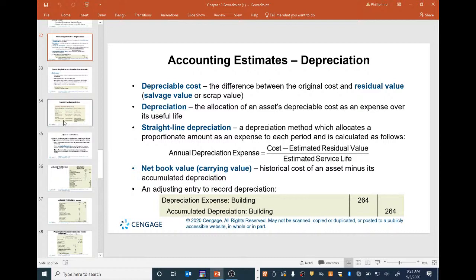Straight line depreciation is a depreciation method which allocates a proportionate amount as an expense to each period and is going to be calculated by the following formula right here. So it says here the annual depreciation expense is going to be the cost minus estimated residual value. So that's cost less salvage value, right? Divided by the estimated service life.